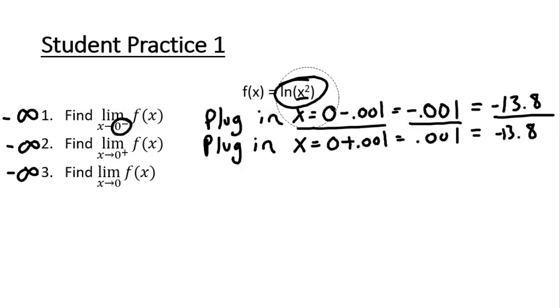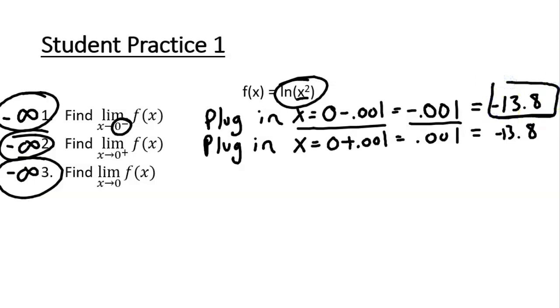So we can assume this is a non-removable discontinuity, and therefore we can assume that it is approaching either infinity or negative infinity. Now, in this case, since it's negative, we're going to say it's approaching negative infinity. And the same thing happens on the right, actually, and therefore we can say the overall limit is negative infinity. Now, if this wasn't satisfactory for you, then try plugging in something else.